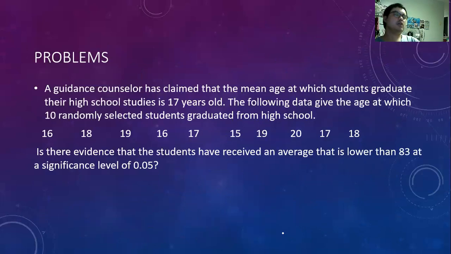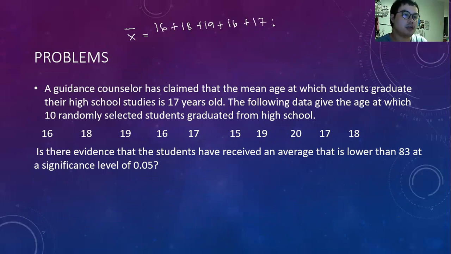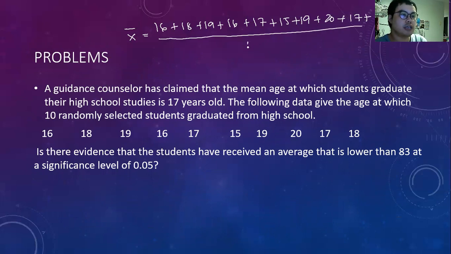Okay, so here, this might be challenging because there's no given mean and standard deviation. So what we are going to do here is find the sample mean. We add 16 plus 18 plus 19 plus 16 plus 17 plus 15 plus 19 plus 20 plus 17 plus 18 over 10. Adding them all, it will be 175 divided by 10, so it will become 17.5. So this is our sample mean.